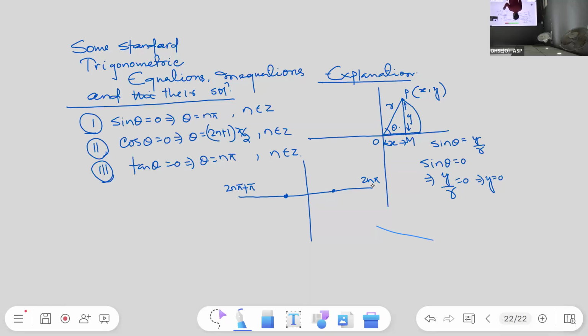Clear? So sin theta is equal to 0 implies theta is equal to n pi. What is n? n is an integer. If you take n equal to 1, it will be pi. n equal to 0, it will be 0. n equal to negative 1, it will be minus pi. Then come to the next one.